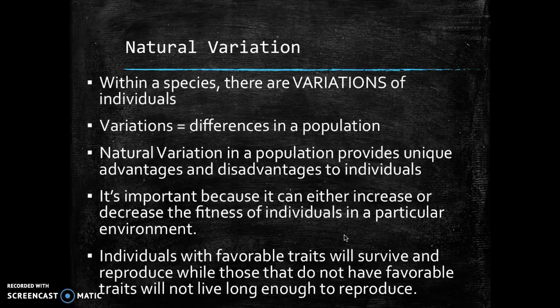A little more about his idea on natural variation. He said that obviously there are differences, just like we talked about. These differences provide unique advantages and disadvantages, right? So these differences in a population, some of those differences will be good and some of them will be bad, but it all depended on the environment. It's important because the advantages or disadvantages in an individual can change depending on which environment they're in.